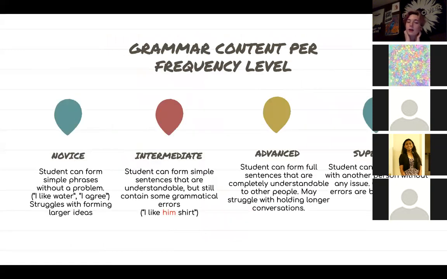Okay. Content per frequency level. So novice, student can form simple phrases without a problem. I like water, I agree. And they struggle with forming larger ideas or sentence structures. Intermediate, student can form simple sentences that are understandable, but it can still contain some grammatical errors. Advanced, student can form full sentences that are completely understandable to other people. They may struggle with holding longer conversations though. Excuse me. A superior, student can talk and converse with another person without any issue. Grammatical errors are barely present.